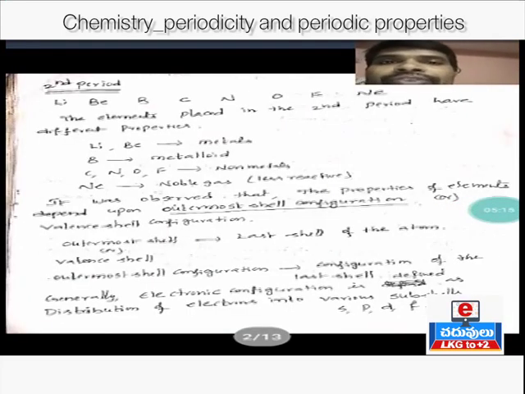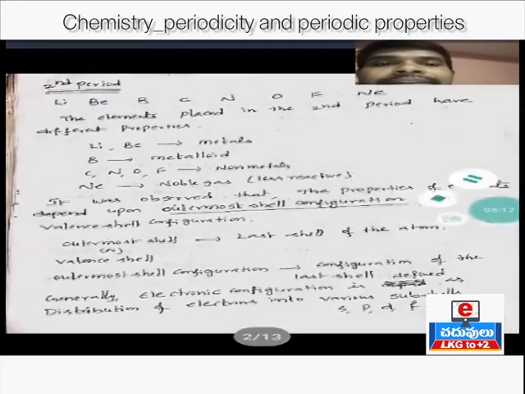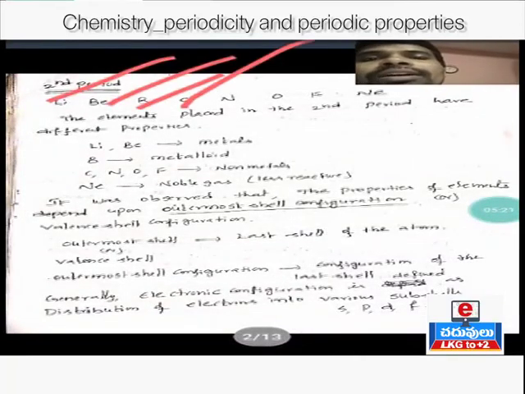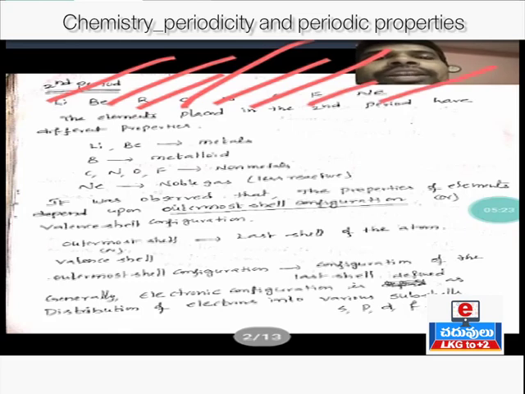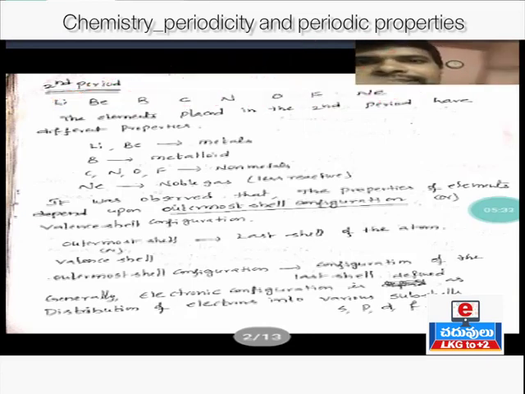for example, if you take the second period, what are the second period elements? Generally, lithium, beryllium, boron, carbon, nitrogen, oxygen, fluorine, neon. These are the second period elements. Period is nothing but a horizontal row, group is nothing but a vertical column. So suppose you take the second period elements, what are the second period elements?